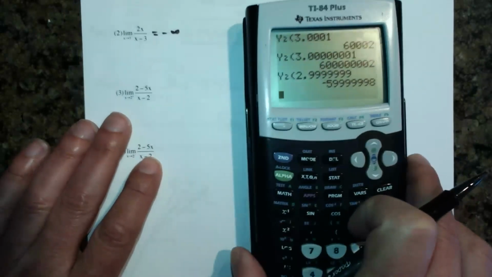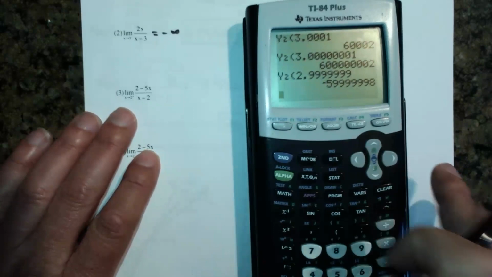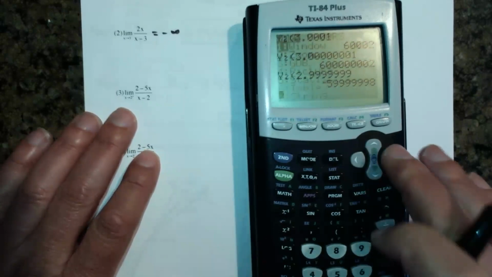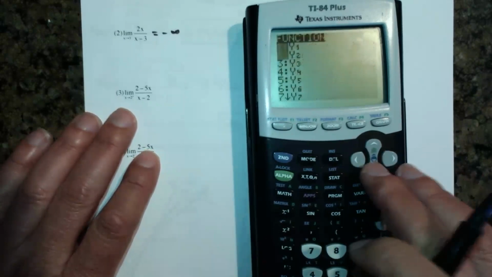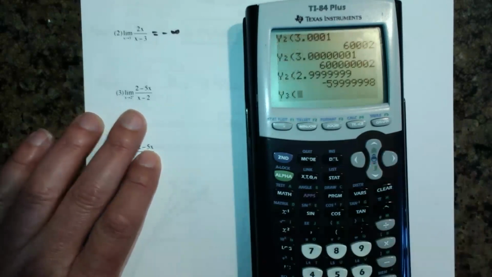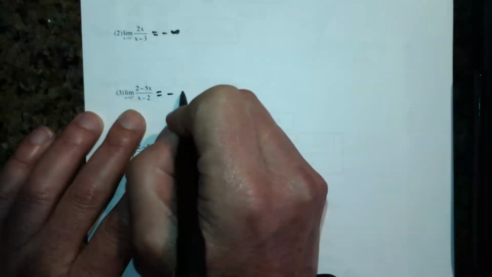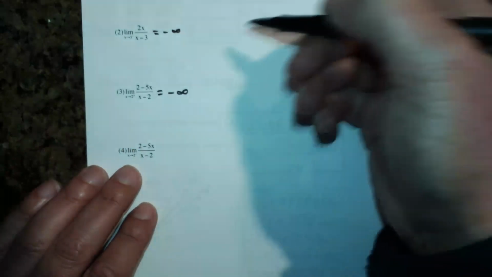Now this one is my y3, and we're going to approach 2 from the right-hand side. So that's 2.001 or something like that. So let's do that. Vars, y vars, y3 in this case for me. Make sure you keep track of that. And let's go 2.00001. Ooh, that's a large negative number. So now we're going off to negative infinity from the right-hand side. So we're just going down like that.